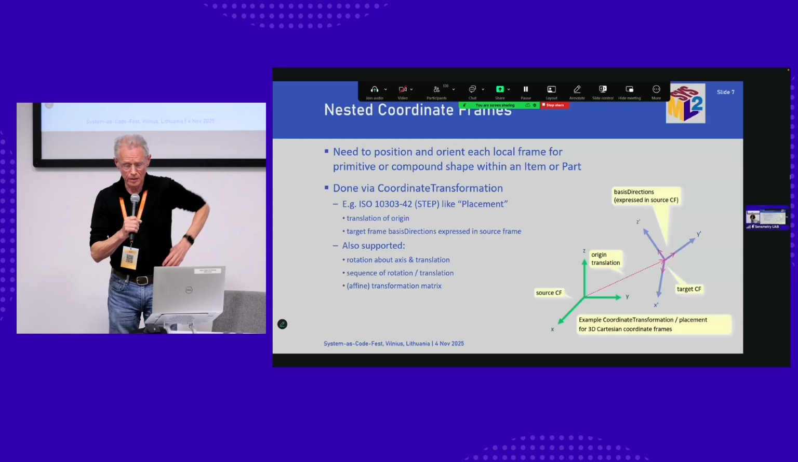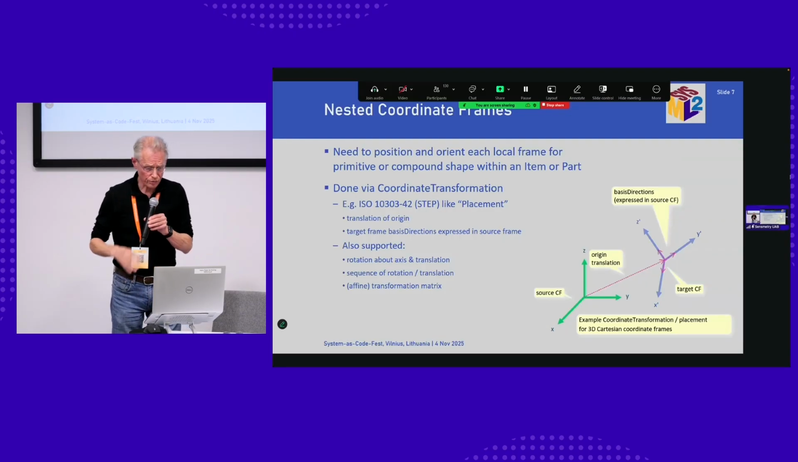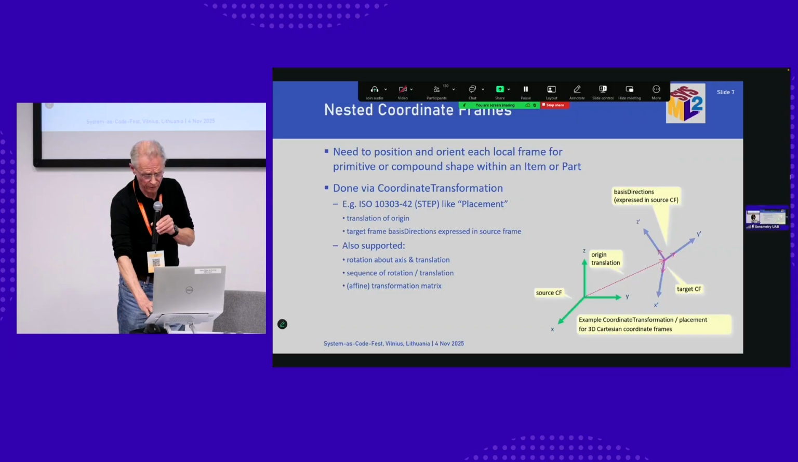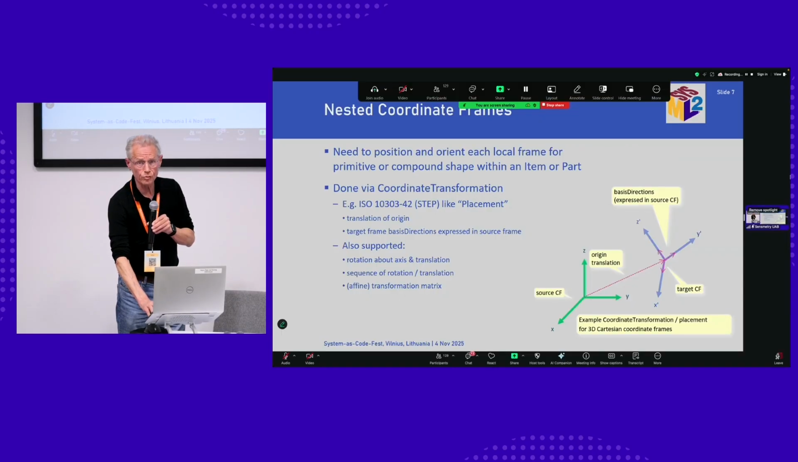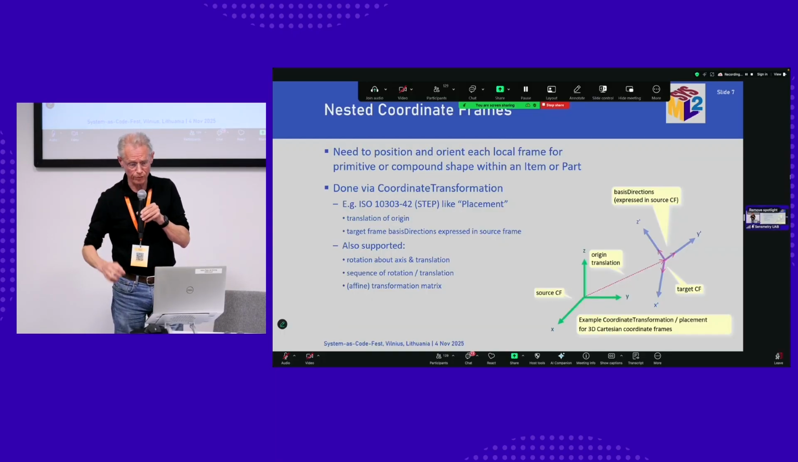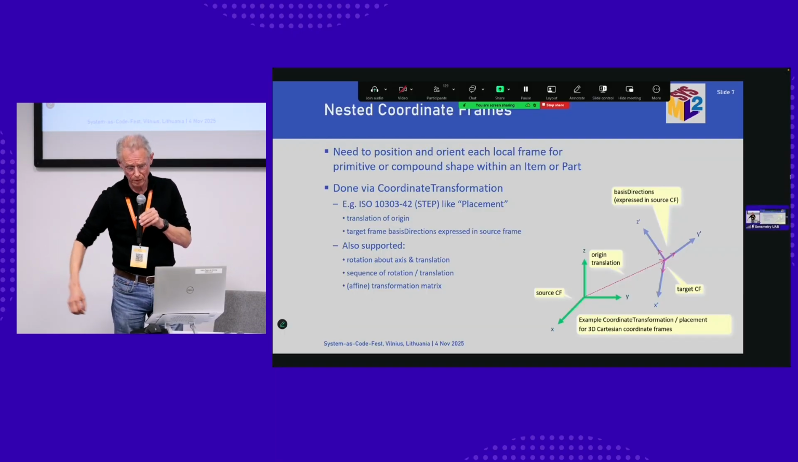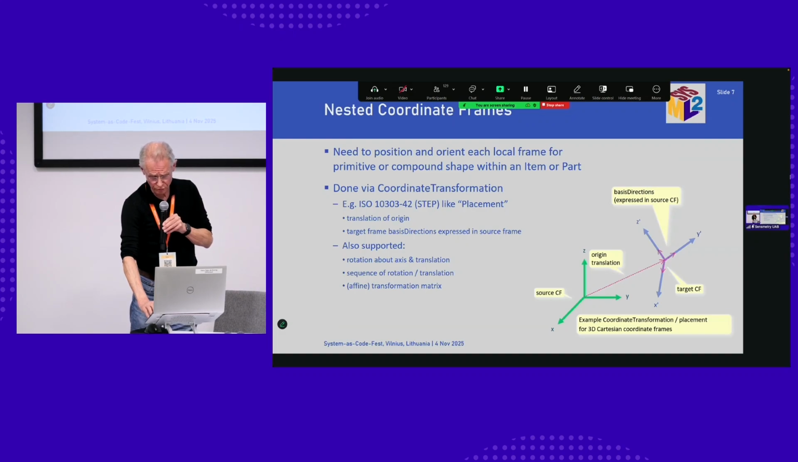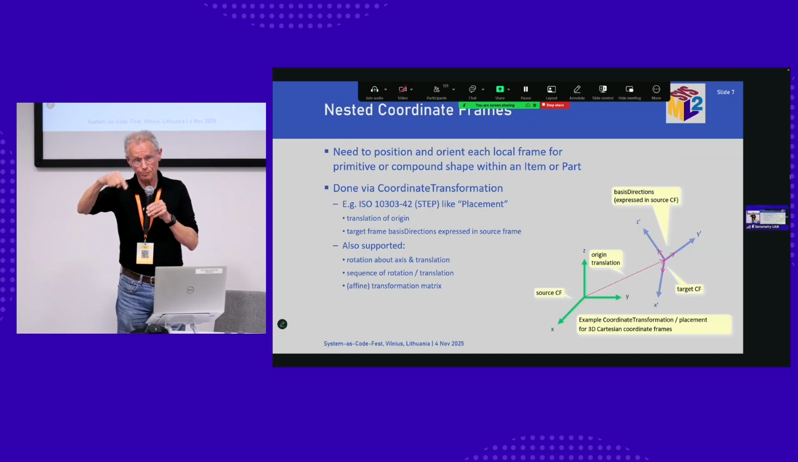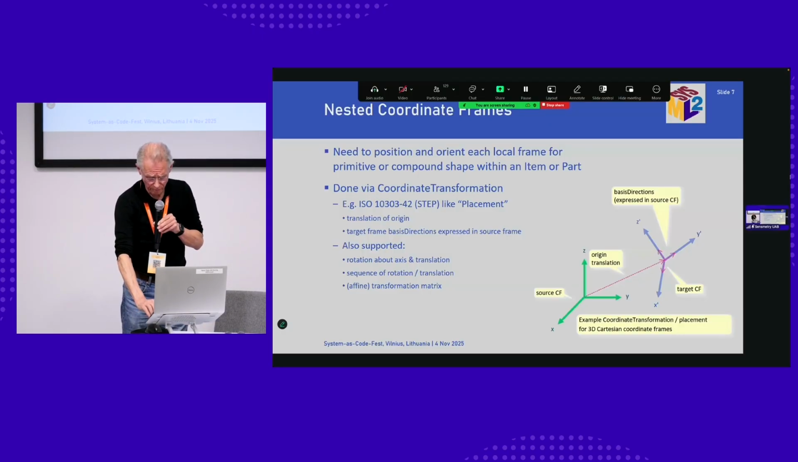We have coordinate transformations, so many different kinds of sequences of rotations, translations, transformation matrices, all those kinds of things that you need in order to place one shape with respect to another. And by default, we follow the compositional or composite structures, let's say parts with nested parts. A nested part by default references the coordinate frame of the containing part in order to place it with respect to its parent.